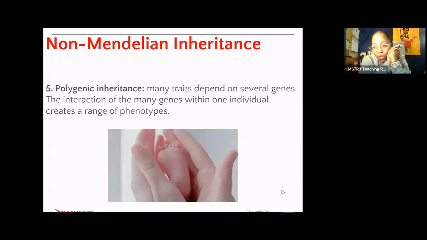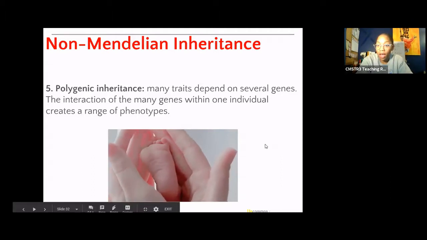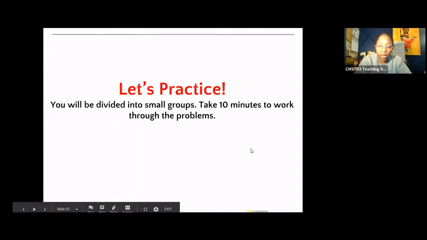Okay. So let's do some practice. I'm gonna split you into small groups, and I'm gonna put the link in the chat before I split you.